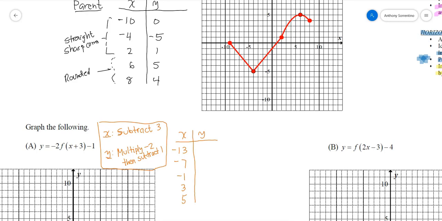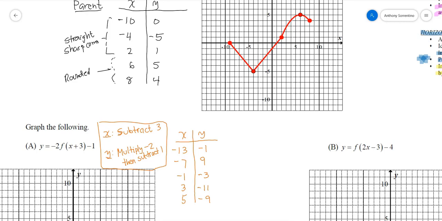So 0 times negative 2 is 0, minus 1 is negative 1. Negative 5 times negative 2 is 10, minus 1 is 9. 1 times negative 2 is negative 2, minus 1 is negative 3. 5 times negative 2 is negative 10, minus 1 is negative 11. And 4 times negative 2 is negative 8, minus 1 is negative 9. So now I have my new coordinates.